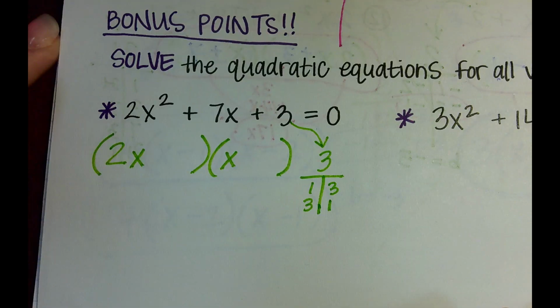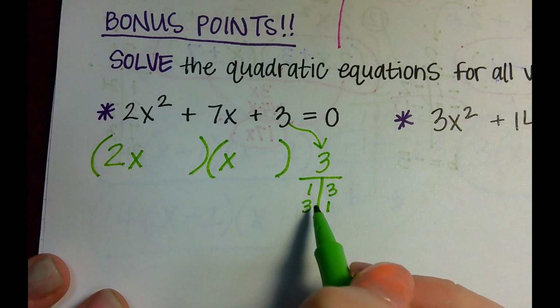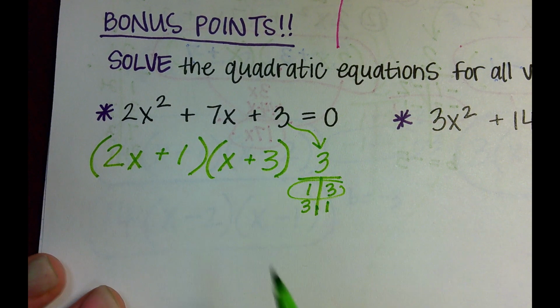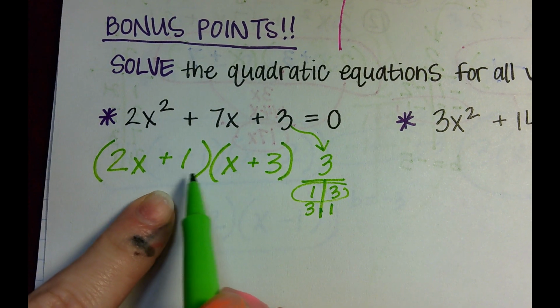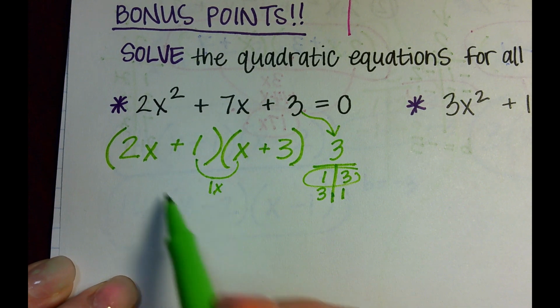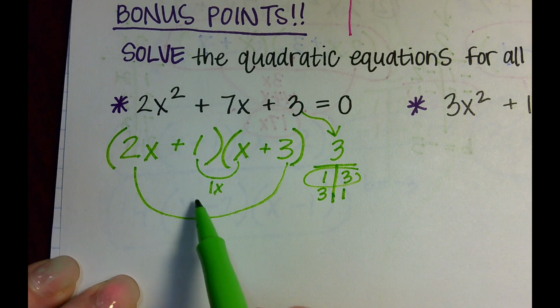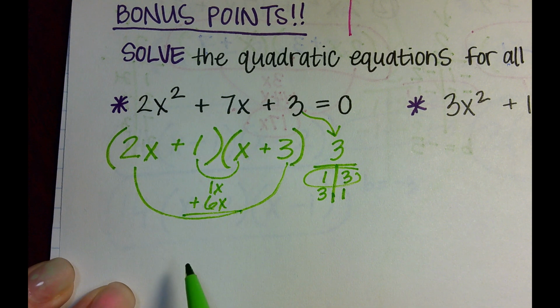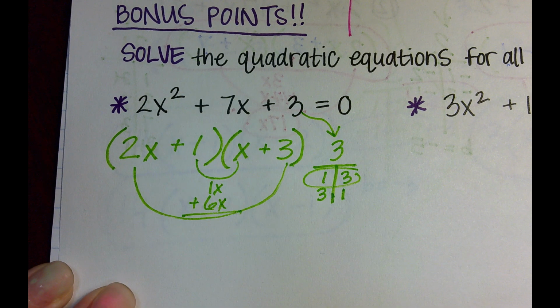One and 3? Yeah, that's right. So let's use 1 and 3. And we could check it with our rainbow if we like. That's going to give us 1x. 2x times 3 is 6x. And sure enough, they add up to our middle term, 7x.